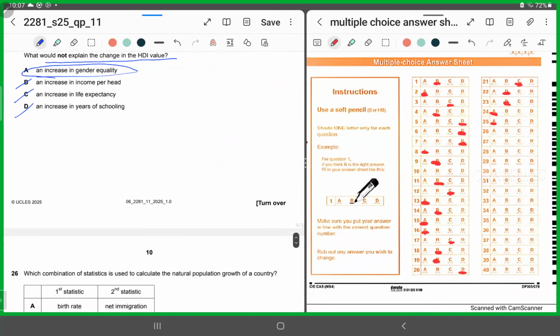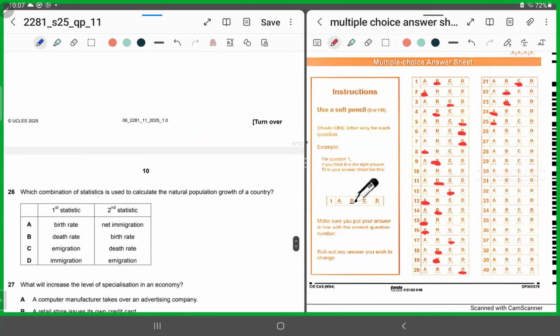Number 26. Which combination of statistics is used to calculate the natural population growth of a country, which is birth rate minus the death rate? So it has to be B. For 26, we'll shade in B.